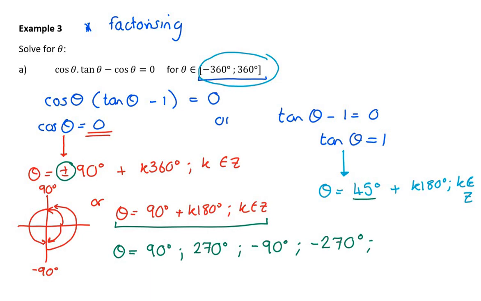And now if I check my 45, 45 is in that domain. If I add 180, I get 225. If I add another 180, I get bigger than 360. So if I go back to 45 and I minus 180, you get minus 135, which is again acceptable. And if I minus another 180, I get minus 315, which is again an acceptable solution. So that's the whole long list of solutions that fit this particular domain given.